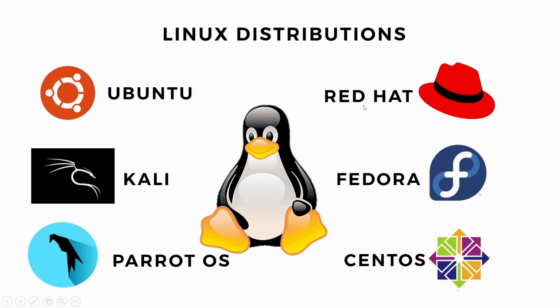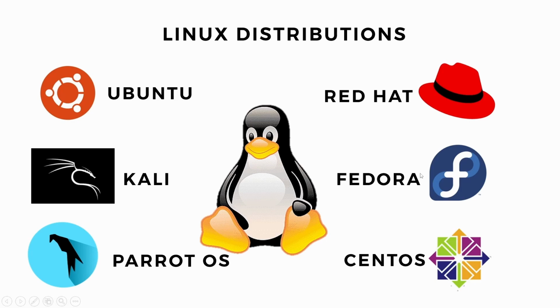Next distribution is Red Hat. Red Hat Enterprise Linux is a commercial Linux distribution that is designed for enterprise use and is known for its stability, security, and long-term support. It is often used in corporate environments and data centers.